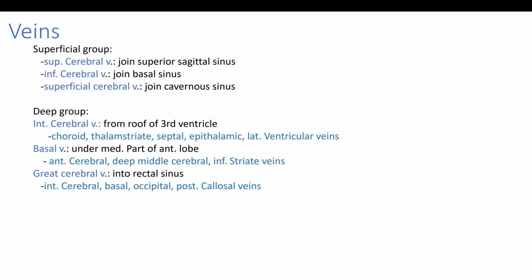The deep group of veins consists of the internal cerebral vein, receiving blood from veins around the roof of the third ventricle: choroid vein, thalamostriate vein, septal vein, epithalamic vein, lateral ventricular vein; and the basal vein, lying under the medial part of the anterior lobe, receiving the anterior cerebral vein, deep middle cerebral vein, and striate veins. And the great cerebral vein empties into the straight sinus, receiving blood from the internal cerebral veins, basal veins, occipital veins, and posterior callosal veins.